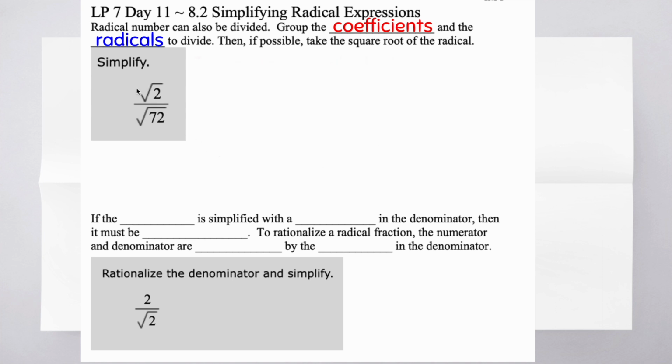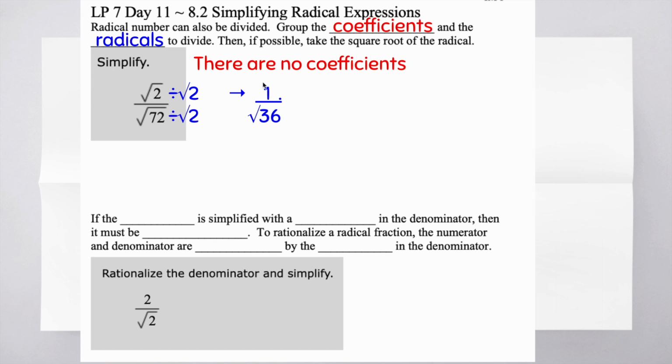In this case, there are no coefficients. There's no numbers in front of the square root of 2 or the square root of 72. It's a 1 technically there, but we're not worried about ones. If there were numbers in front, you would divide those, just like you normally would as far as reducing them. But now we have 2 and we have 72, so I can divide both of these by 2. 2 divided by 2, I get 1. And 72 divided by 2, I get 36, okay?